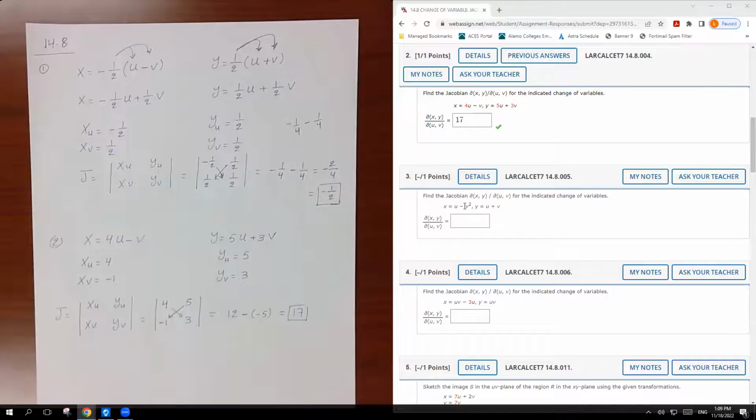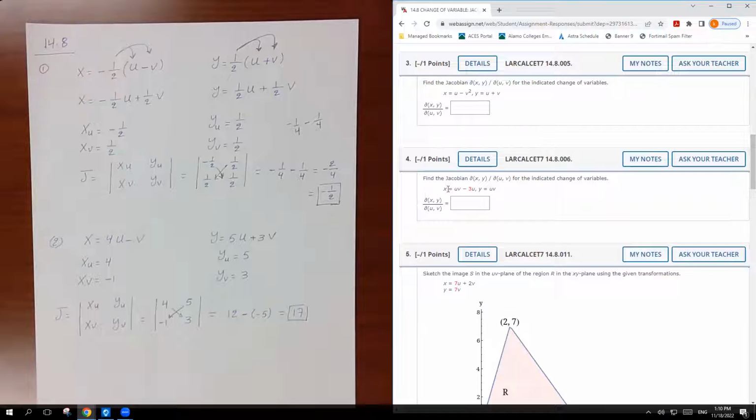The same thing for number 3. They ask you to find the Jacobian. For number 3, you're going to get exactly the same one, because there's no red color here. It's not going to change. So I'm not going to solve number 3. I'm going to go to number 4.